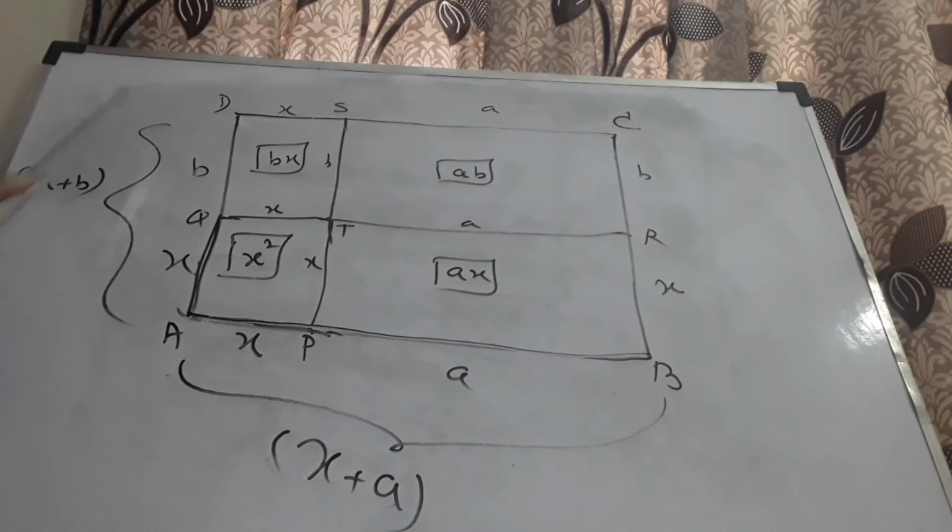Therefore, area of this original rectangle now becomes (x + a)(x + b). That is my LHS of the corresponding identity I am trying to prove now. This is like an activity.